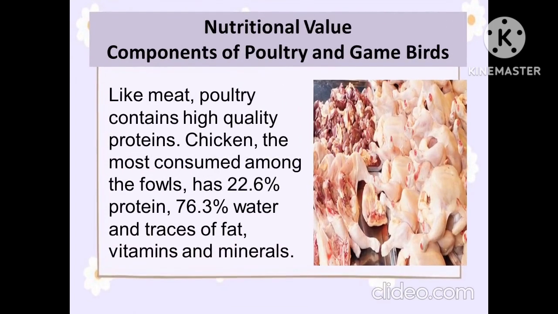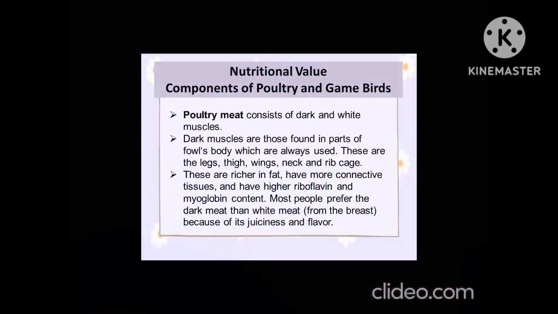We are now on the nutritional value and components of poultry and game birds. Like meat, poultry contains high quality proteins. Chicken, the most consumed among the fowls, has 22.6% protein, 76.3% water, and traces of fat, vitamins, and minerals.